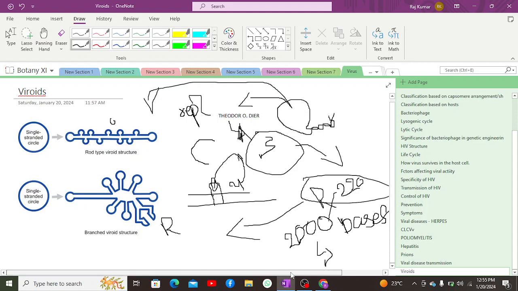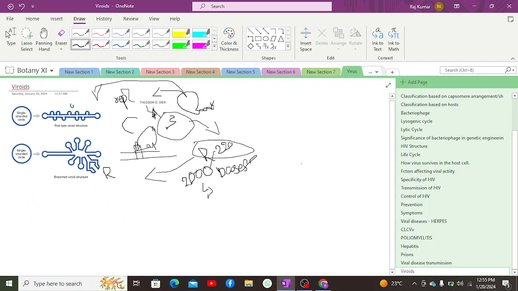And apart from that, it's not necessary that there would be a particular region in which there would be double stranded RNA. There can be any region, right? It depends on the particular type of viroid.